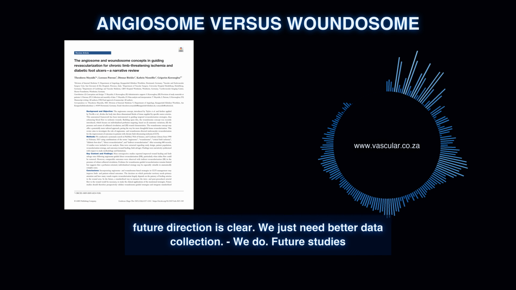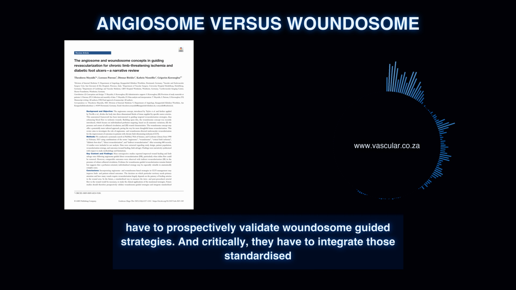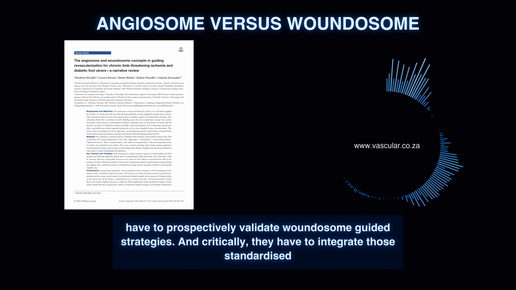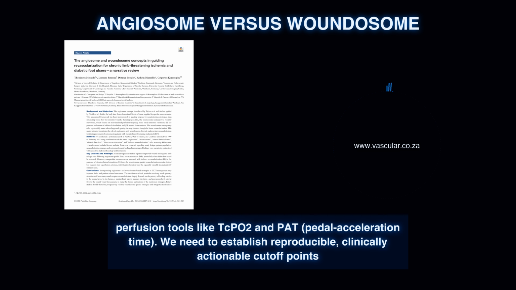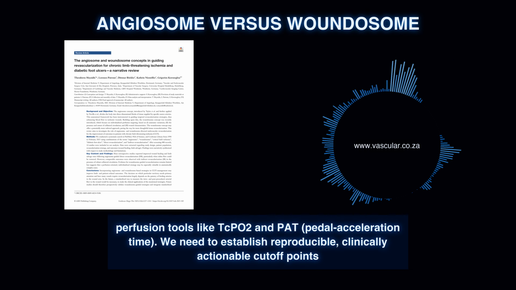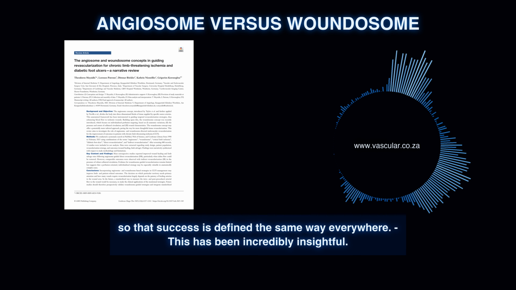So the future direction is clear. We just need better data collection. We do. Future studies have to prospectively validate Woundosome-guided strategies. And, critically, they have to integrate those standardized perfusion tools like TCPO2 and PAT. We need to establish reproducible, clinically actionable cutoff points so that success is defined the same way everywhere.